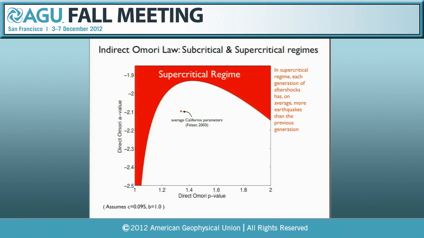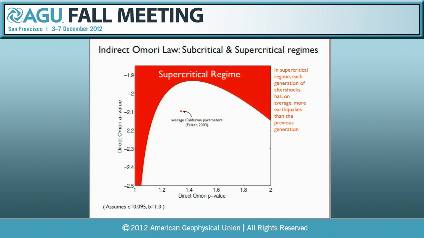There's a whole region of phase space that is supercritical, which means if you are in this red regime, each generation of aftershocks will trigger more earthquakes on average than the previous generation. So in that case, your sequence would just quickly blow up. Your second generation aftershocks will have more earthquakes than your first generation, and so on. So that's very unphysical.